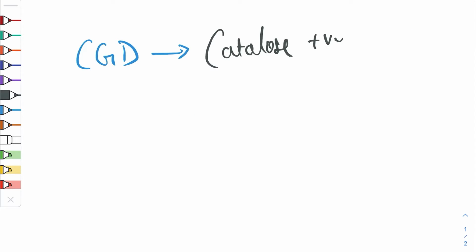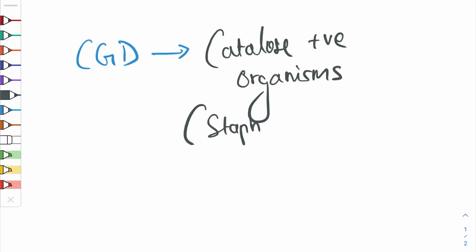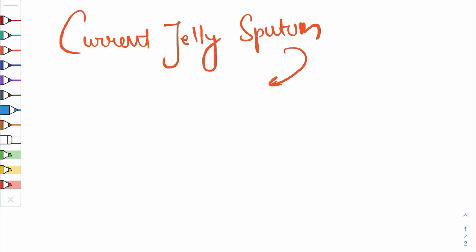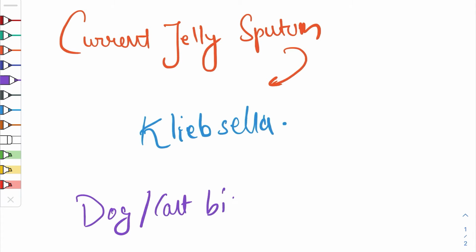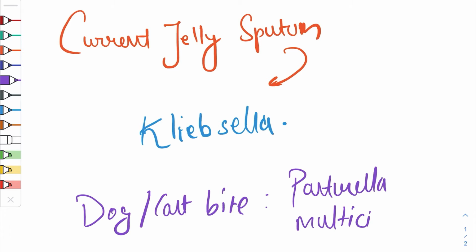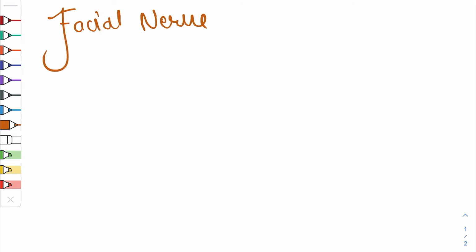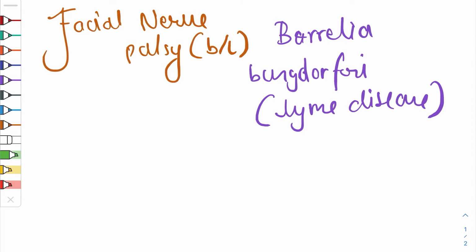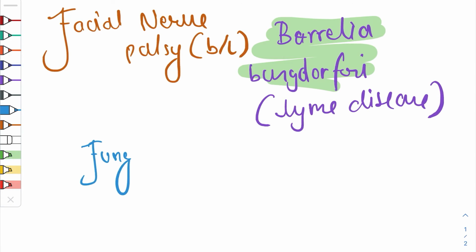CGD, that is catalase positive organisms, Staph aureus. Currant jelly sputum, seen in Klebsiella. Dog and cat bite transmission, it is Pasteurella multocida. And facial nerve palsy, which is bilateral, is in Borrelia, and that is Lyme disease.